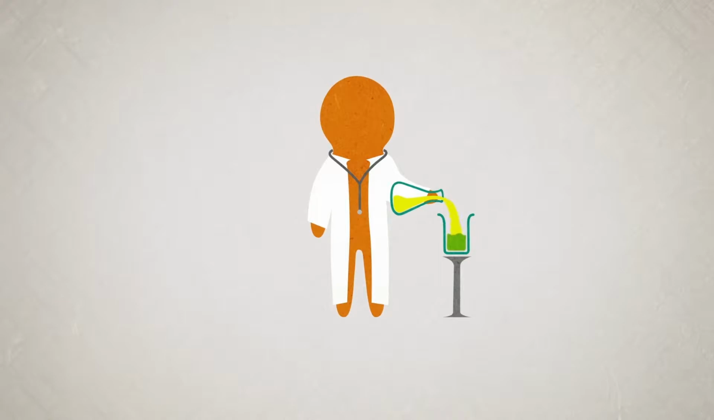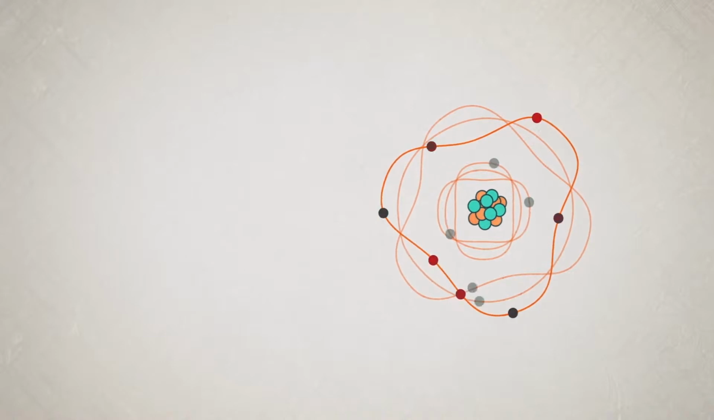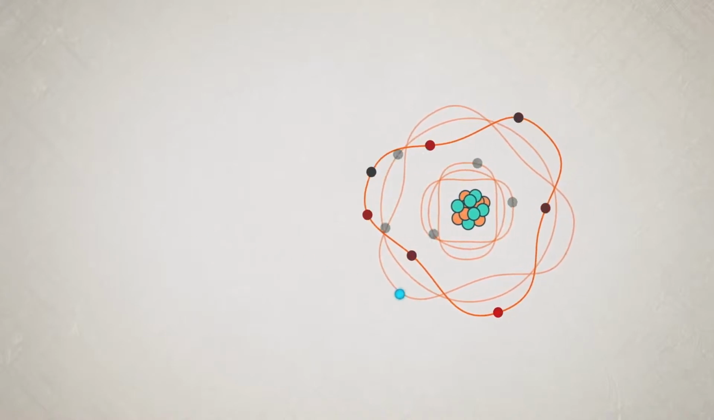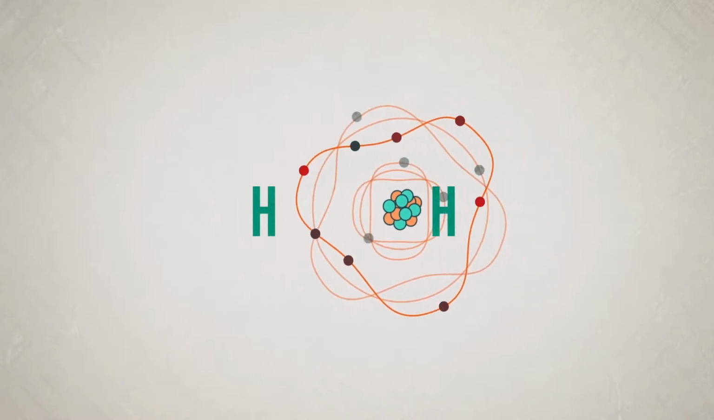That behavior is directly influenced by the number of electrons in the outermost shells of atoms. Only when the outer shell is fully occupied by electrons does a compound attain its greatest possible stability.